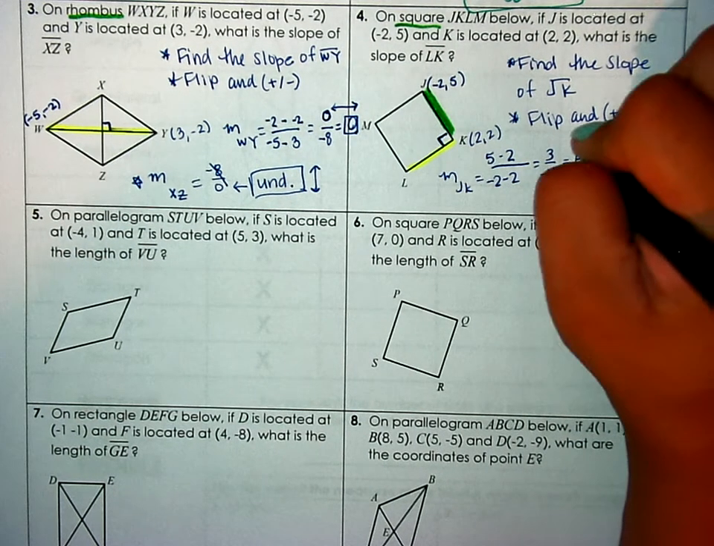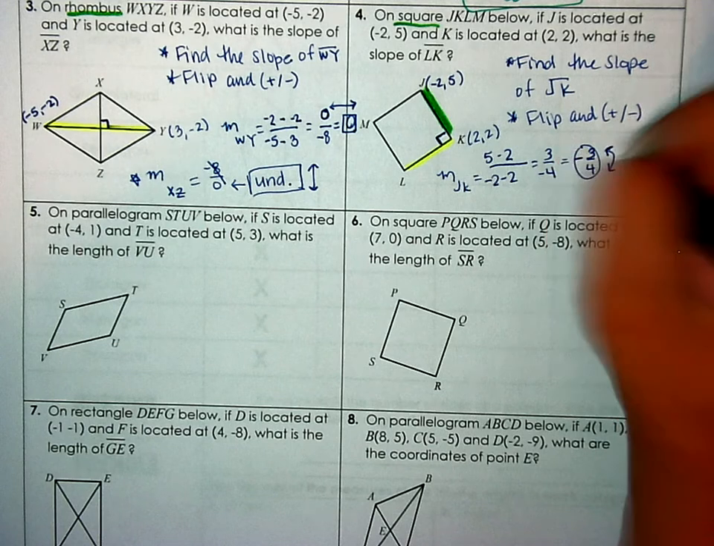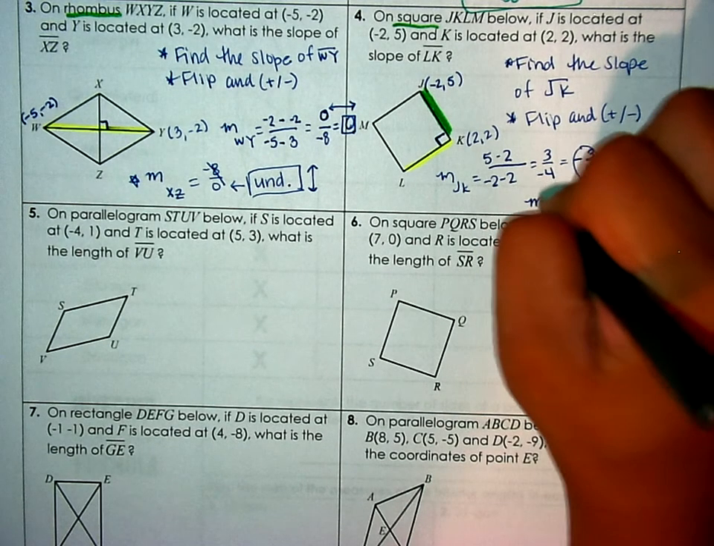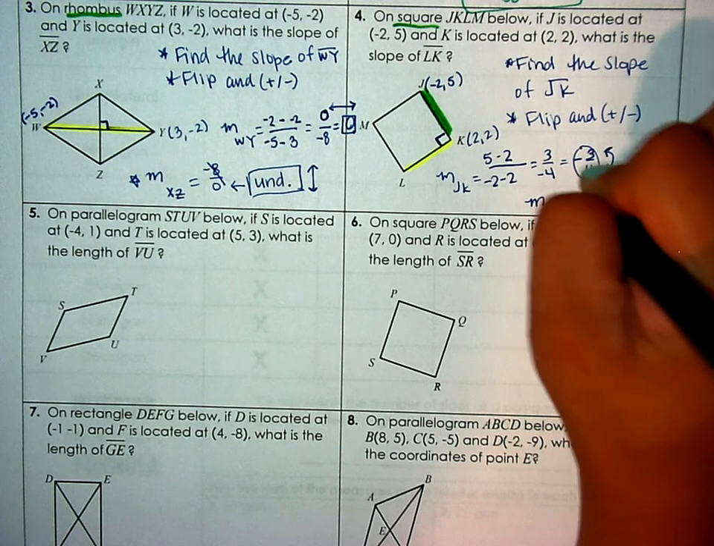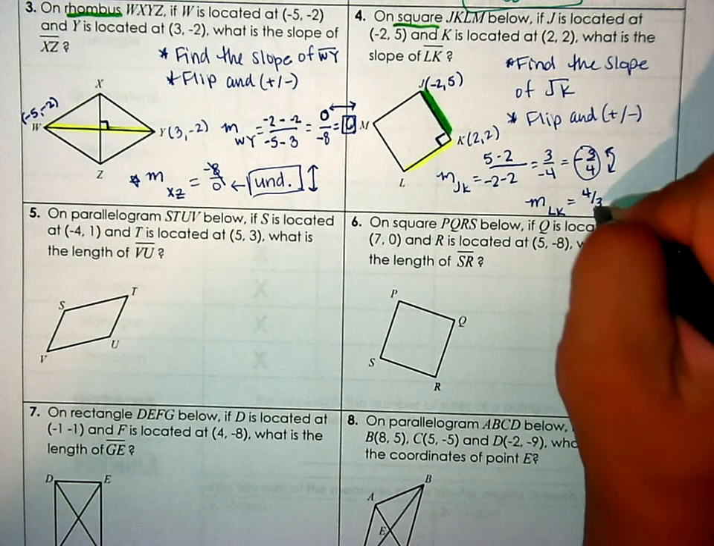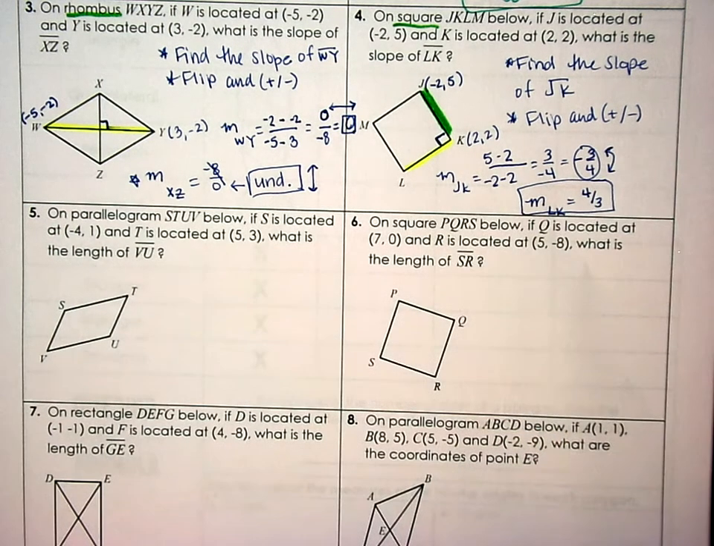Remember, this is not your final answer because you still have to flip and change the sign. So I'm going to flip this and change the sign. So the slope of LK will be 4 over 3, because I flipped it, and change the sign. If this one's negative, then this one's going to be positive. So there's my answer.